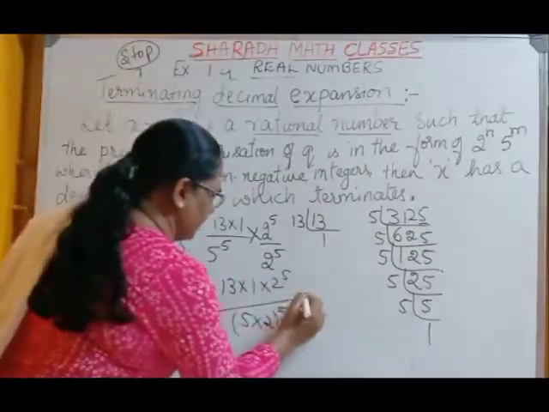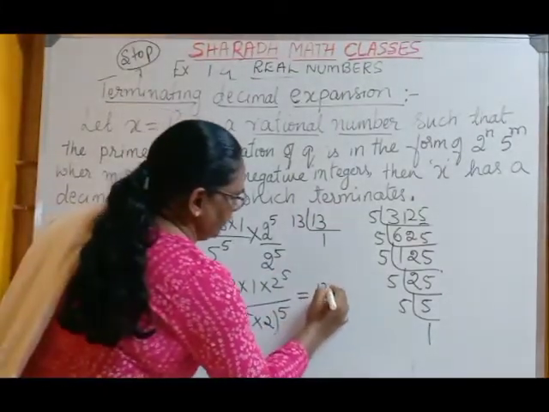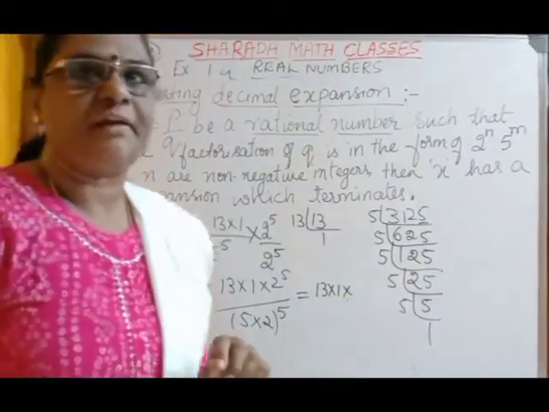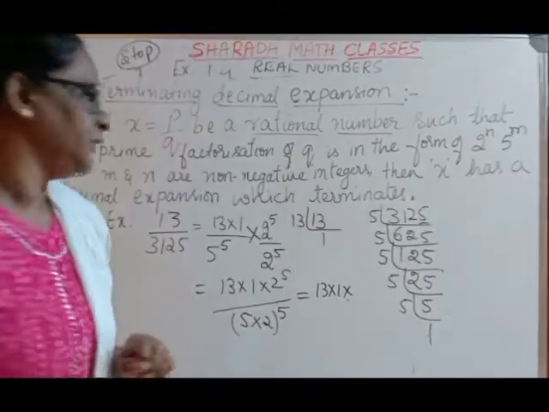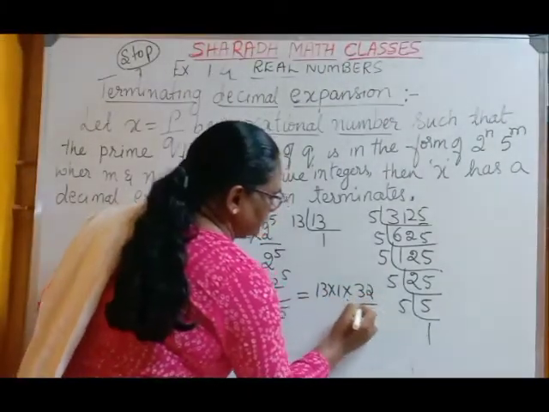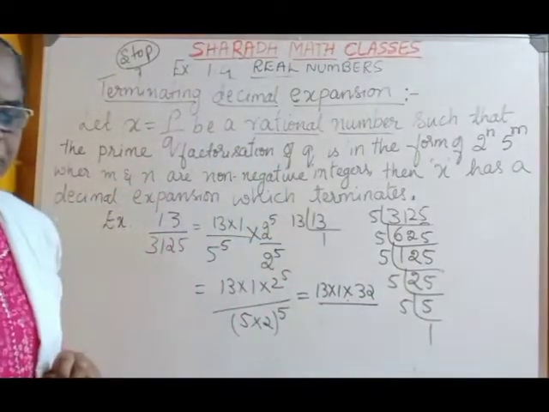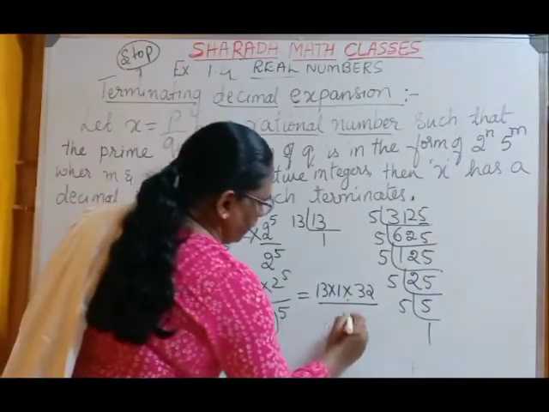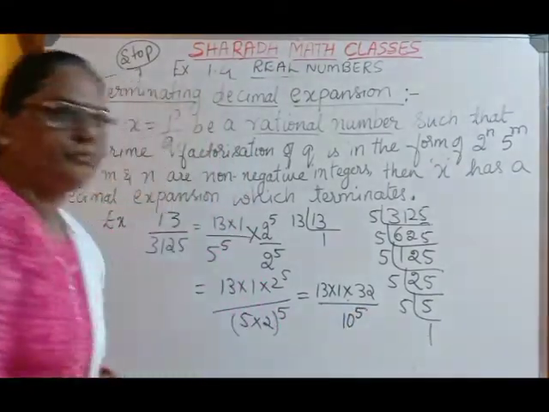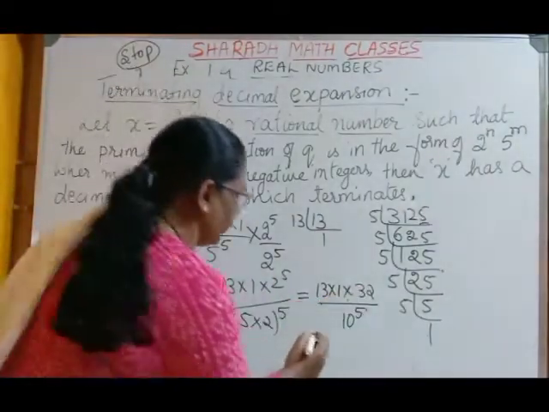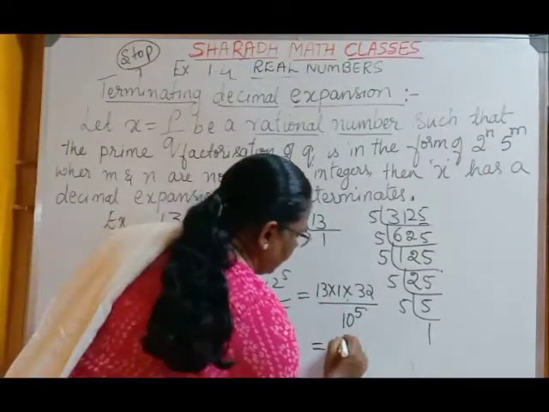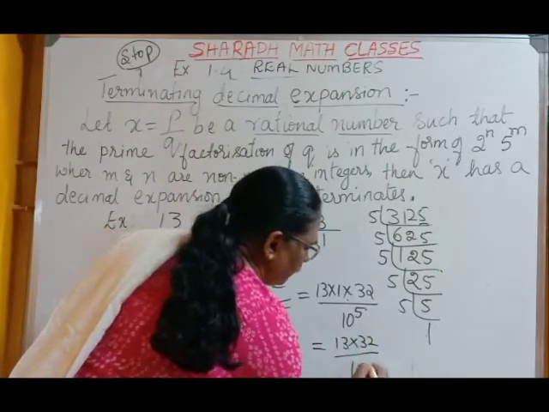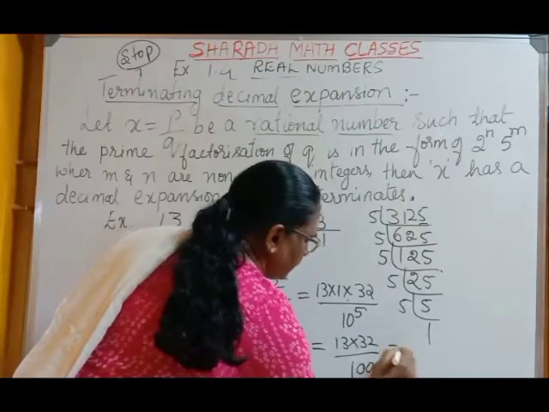So it is nothing but 13 into 1 into 2 to the power of 5. What is the value of 2 to the power of 5? 2 into 2 into 2 into 2 into 2, it is nothing but 32. So 32, and 5 into 2 is 10 to the power of 5. So when you multiply this, you will get 13 into 32 divided by 10 to the power of 5, which means 1 followed by 5 zeros. So what is the number?